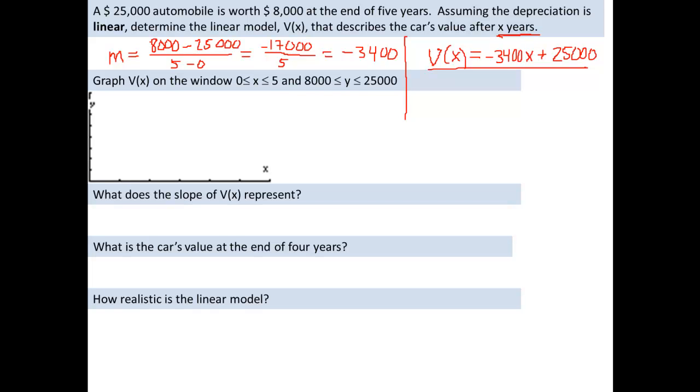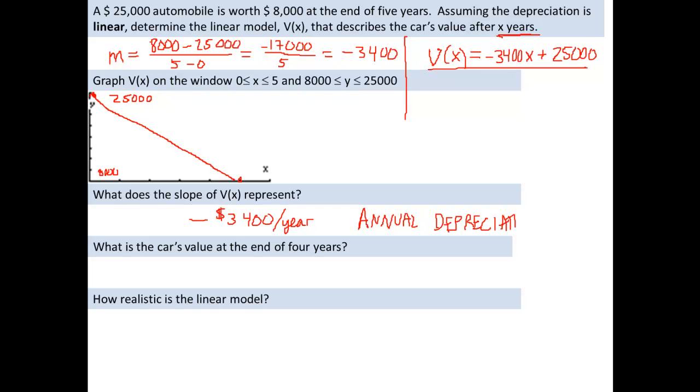If we draw the graph, I'm up here somewhere at 25,000, and we're depreciating over the course of 5 years. And let's see, if this is 5, then I guess at the end of 5 years I'm down here at $8,000. What's the slope represent? This 3,400 is dollars per year. It's negative, and it's the annual depreciation, the change in value per year, annual.